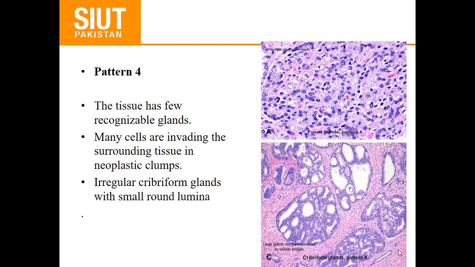In Gleason pattern 4, the tissue has few recognizable glands. Here, in the white color, we can see the glands. Many cells are invading the surrounding tissues. The tissue is in neoplastic clumps. There are irregular cribriform glands with small round lumina inside them. These are the typical features of pattern 4, the cribriform glands.